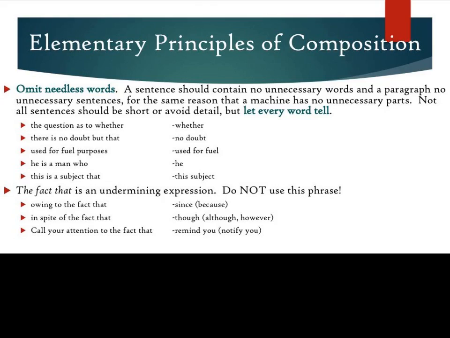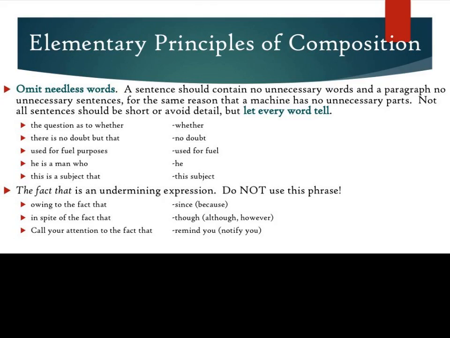So these are some really good examples. The question as to whether. Just say whether. Whether or not, fill in the blank. There is no doubt but that. Those are a bunch of needless words. Just say no doubt. Used for fuel purposes. Just say used for fuel. He is a man who. That happens way too often in writing. Just say he. You don't need the other words. This is a subject that. Just simply write this subject.